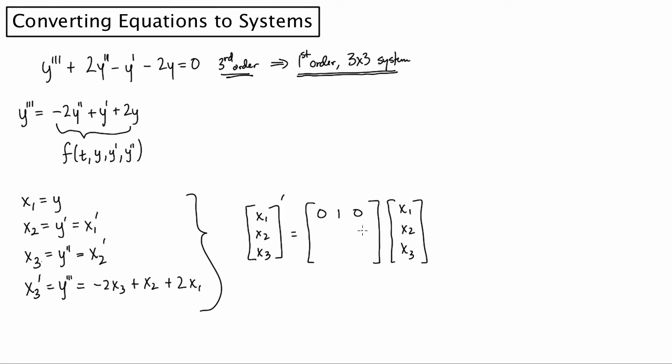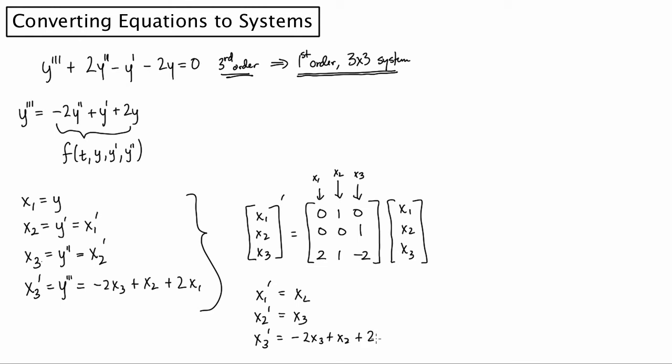x2 prime would be x3, so I'd only have a contribution there. And then finally, x3 prime would be minus 2 x3, and then it would be 1 x2, and then it would be 2 x1. So you can see here that this is the x1 column, this is the x2 column, this is the x3 column. And so I have the system x1 prime equals x2, x2 prime equals x3, and x3 prime equals minus 2x3 plus x2 plus 2x1.